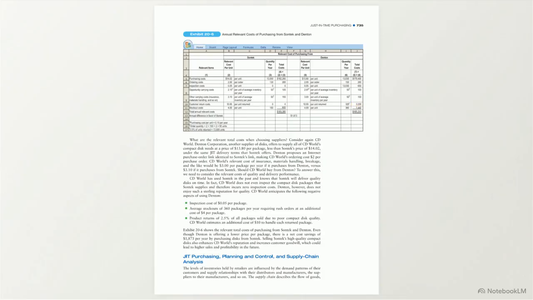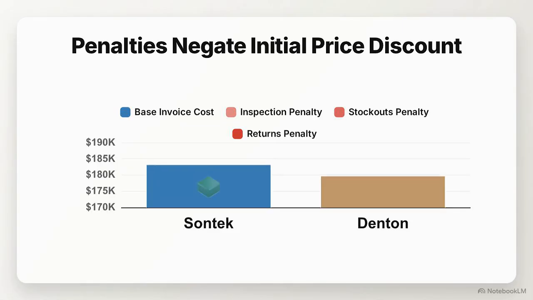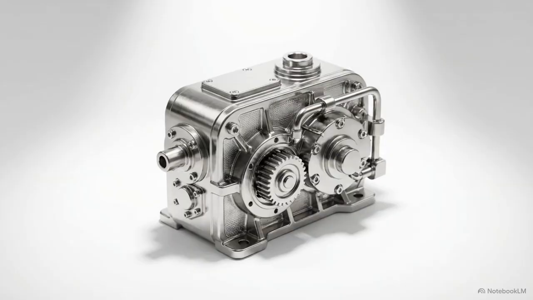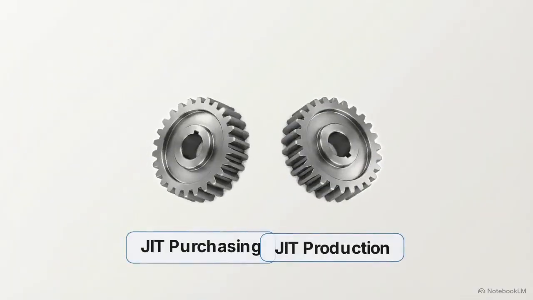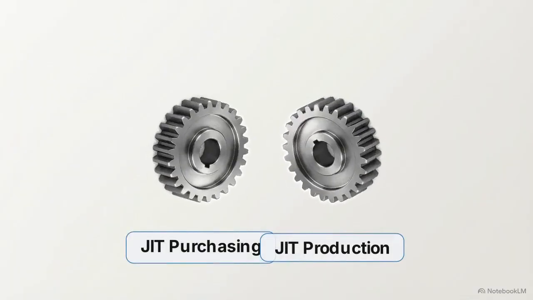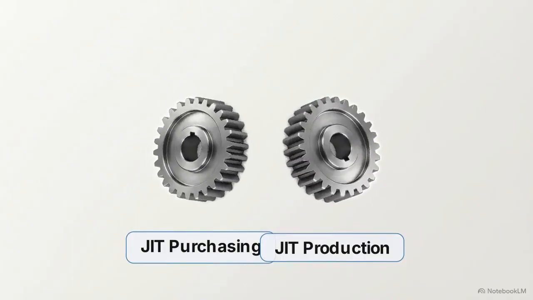Aggregating these variables reveals the true financial picture. Denton's hidden penalties push its total to $185,253, making Sontec the cheaper option at $183,380. Denton's initial discount is negated by the operational penalties it introduces into the system. In a JIT environment, a higher initial unit price is often a sound investment, as it systematically removes the costs associated with unreliability. JIT production in a manufacturing cell and JIT purchasing in a supply chain are completely interdependent.